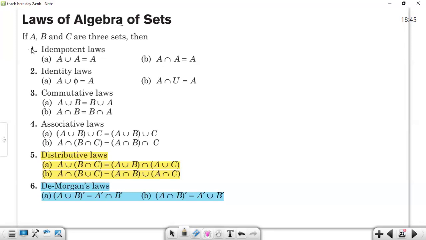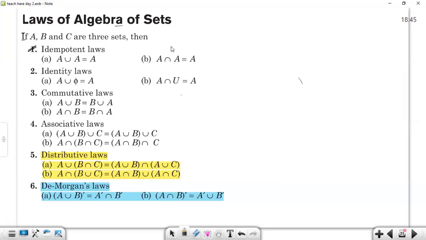So, idempotent laws. Considering that there are three sets A, B, and C, idempotent laws say that if we unify set A with set A, what is left is set A, of course. If we take the intersection between set A and set A, what is left is set A itself, of course. Right?